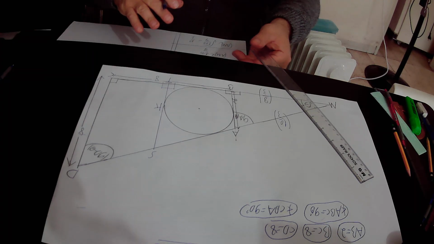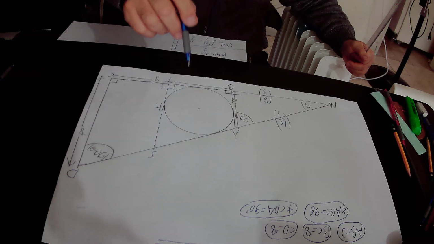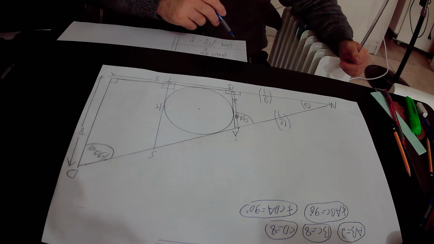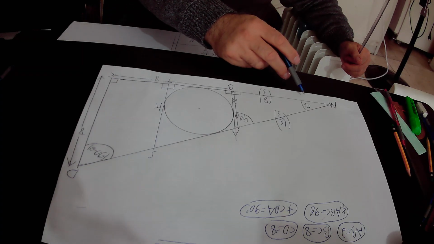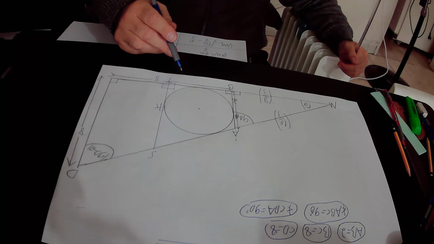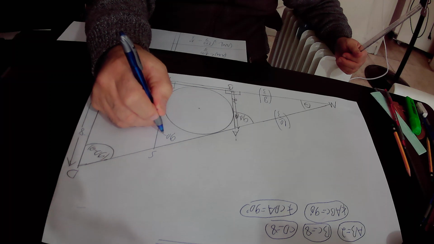By doing this construction, we created here the right triangle STM. In the right triangle STM, this angle equals theta. This angle equals 90 degrees. Therefore, the missing angle must be equal to 90 degrees minus theta.